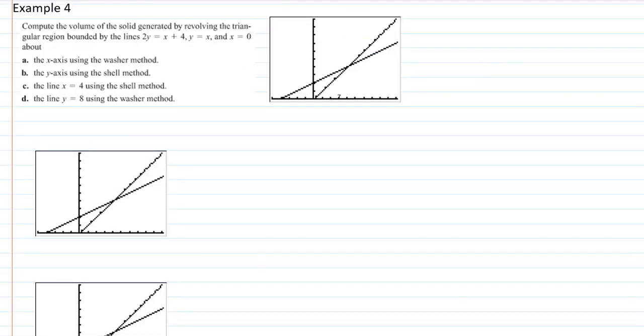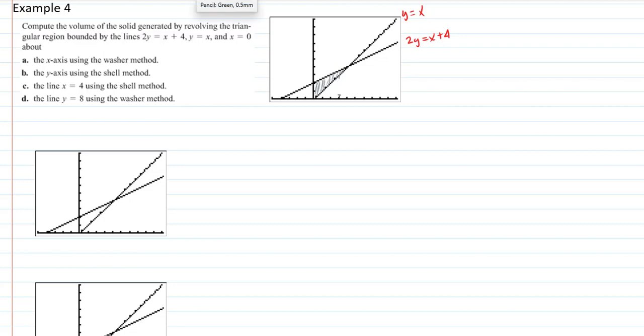In this example, we're going to be using the same shaded region for all 4 problems, but we're going to change how we revolve this. So compute the volume of the solid generated by revolving the triangular region bounded by the lines 2y equals x plus 4, y equals x. So here's the line y equals x. This is the line 2y equals x plus 4, and x equals 0, which is the y-axis. So that means that our shaded region is going to be this region right here for all of these problems, because that's the region that's trapped between all 3 of those equations.